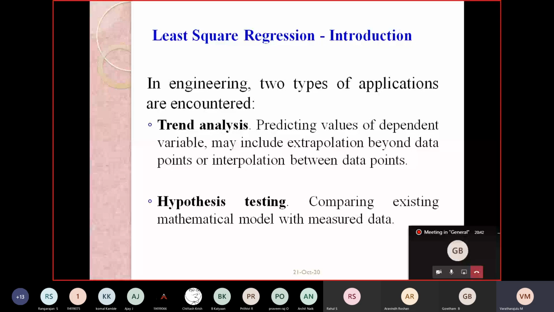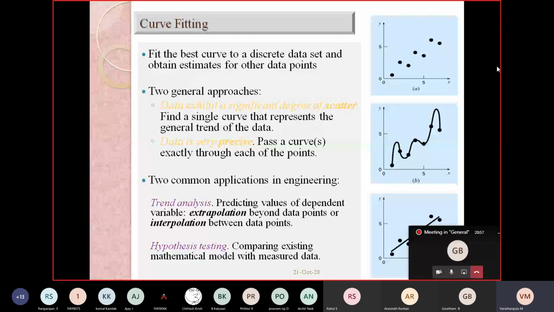And curve fitting, please make a note of this one by one, slowly. We have certain data, and we are trying to plot it over the coordinates with the best curve, a discrete data set, and obtain estimates for other data points.